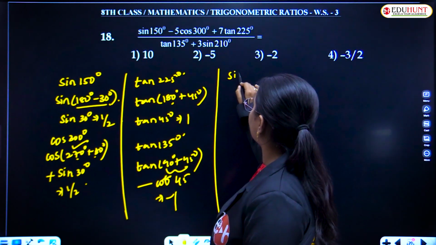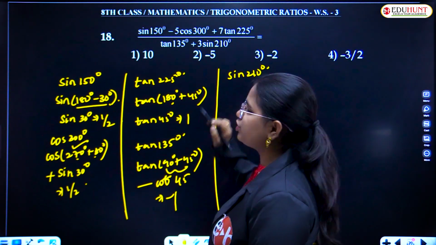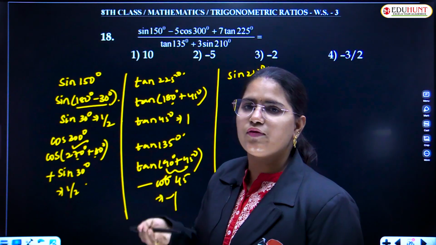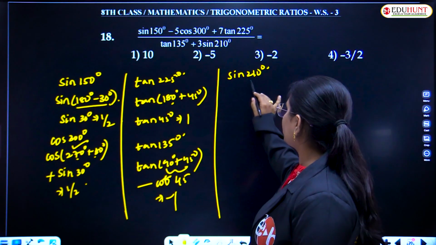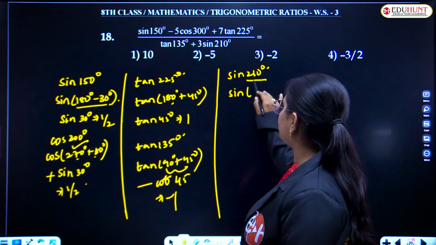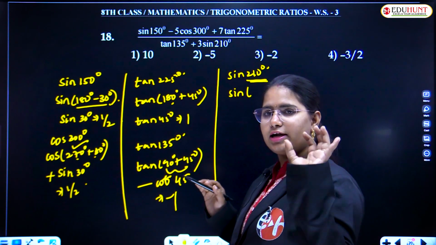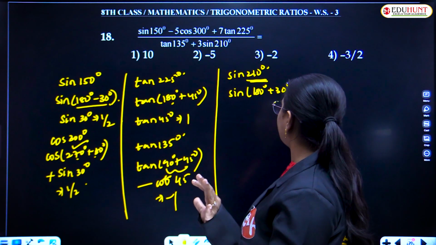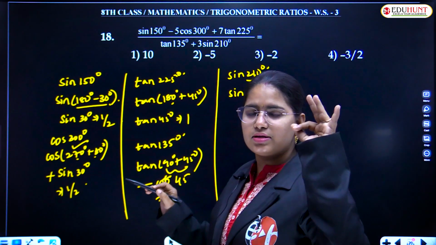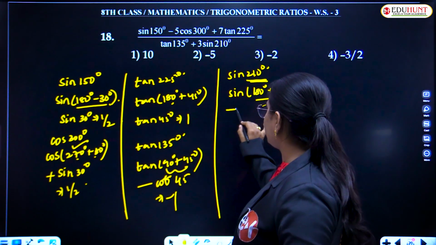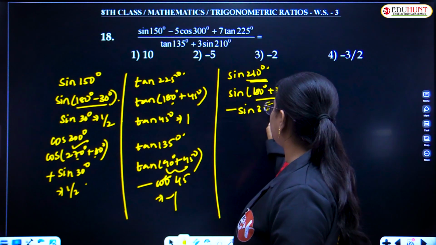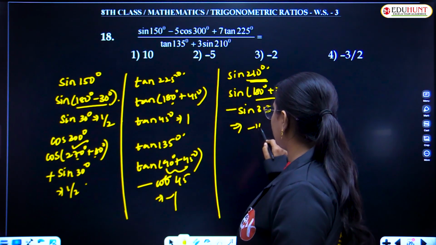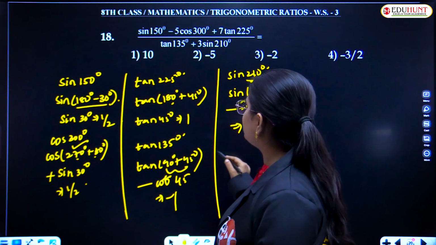Next, I am only left with sine 210 degree, which is close to a right angle. Obviously 180 plus 30. So can I write sine in the place of 210? The nearest right angle is 180. I need to add 30 to 180 degree. 180 plus theta lies in the third quadrant. So sine is becoming negative, minus sine 30, which is how much? Minus 1 by 2.